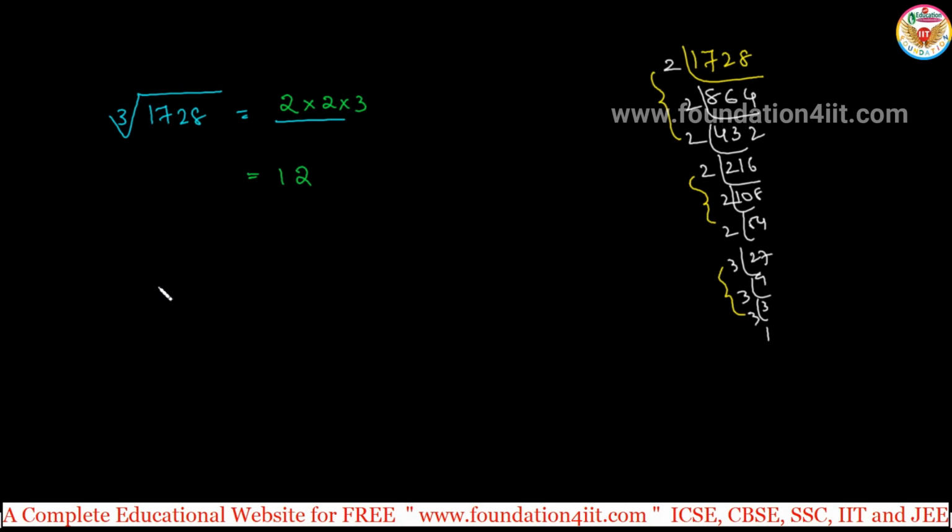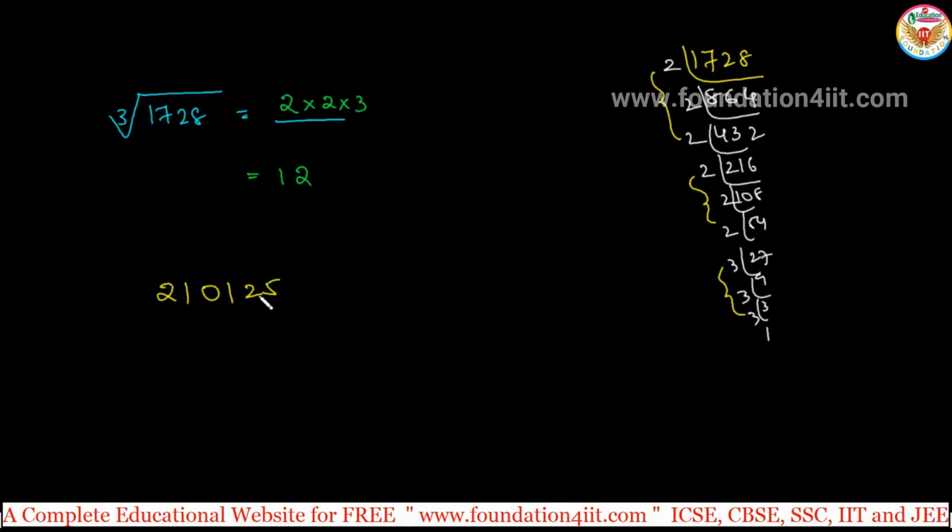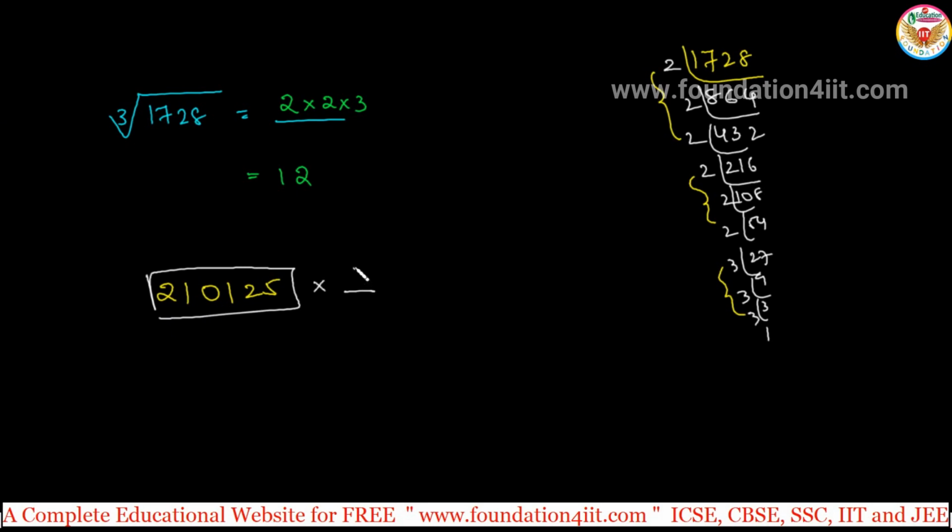For example, let me take one example: 2105. What is the smallest number by which this number must be multiplied so that it becomes a perfect cube? This is not a perfect cube right now. So what number, if you multiply, makes it a perfect cube? That's the question. In that case, take this number.